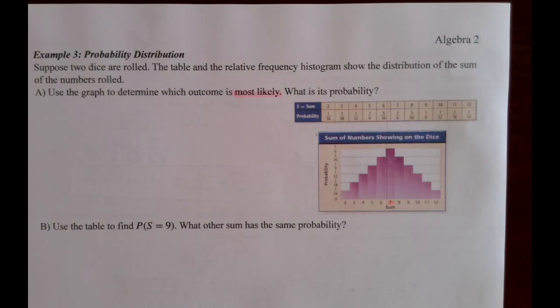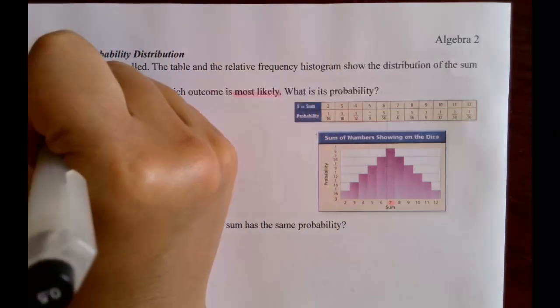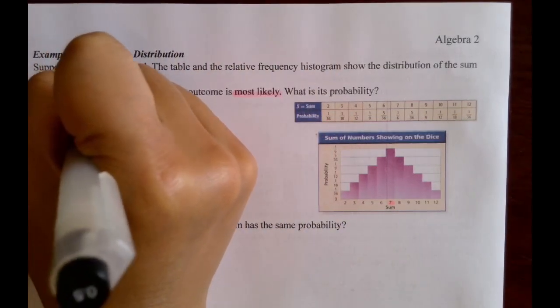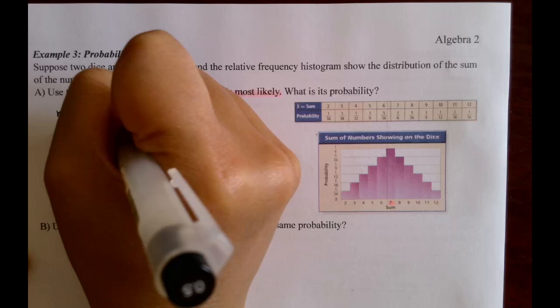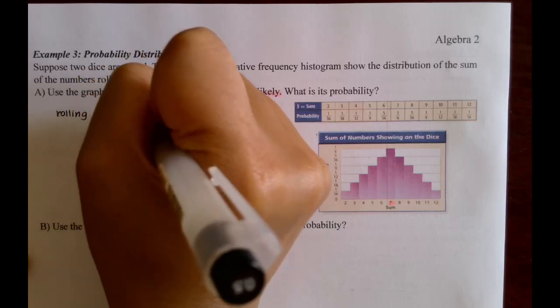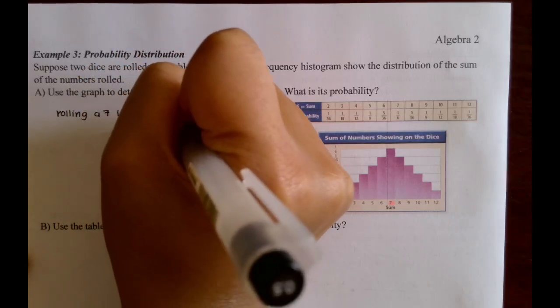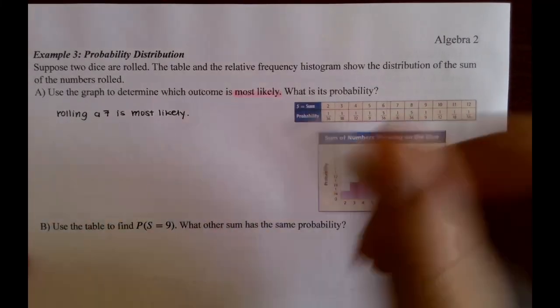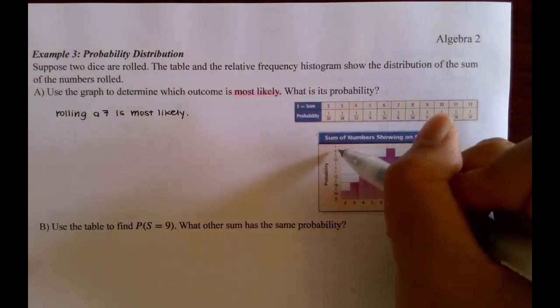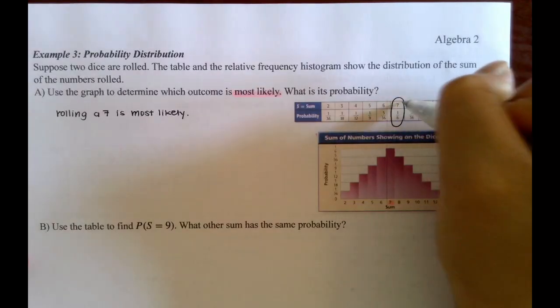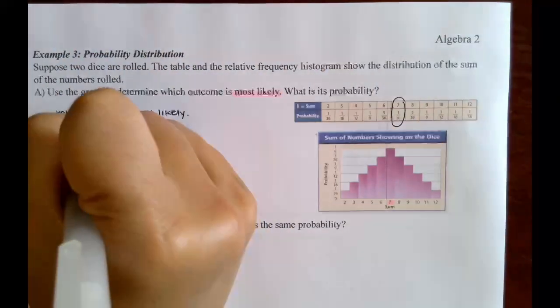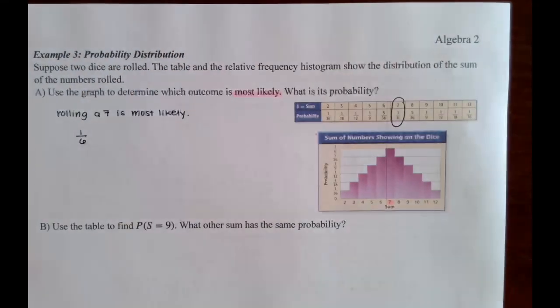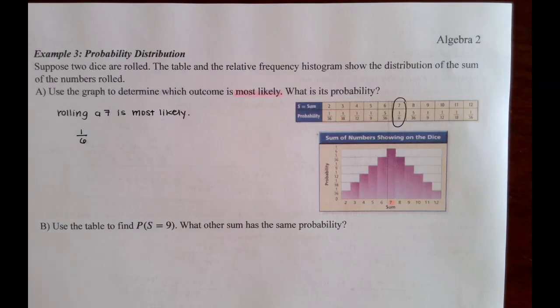So, which outcome is most likely? Rolling a 7. So rolling a 7 is most likely. And what is that probability here? If we look, it goes to 1/6. We can also see it here in the table that it says 1/6. So that is 1 out of 6 chances that you're going to roll a 7.